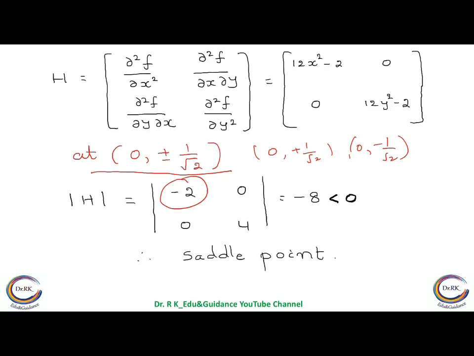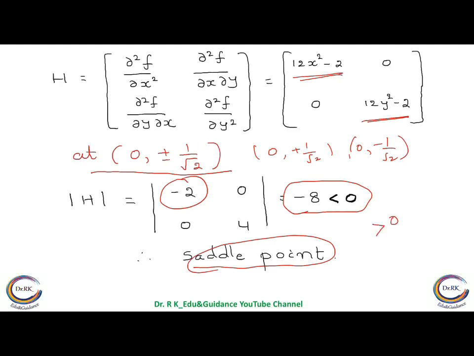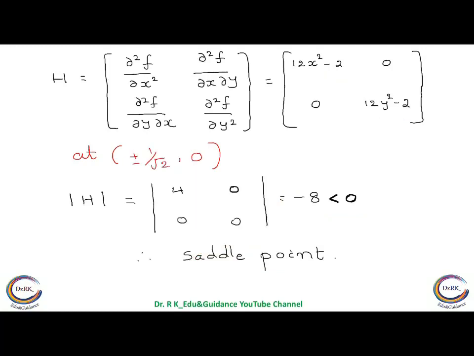Sorry, it is x equal to 0, and y equal to this point. If you substitute, we'll get this, which is minus 8. So the determinant of the Hessian matrix is less than 0, therefore it is a saddle point. If you remember, only when it is greater than 0 do we look at the other case to see whether it becomes maximum or minimum. It is less than 0, therefore saddle point.